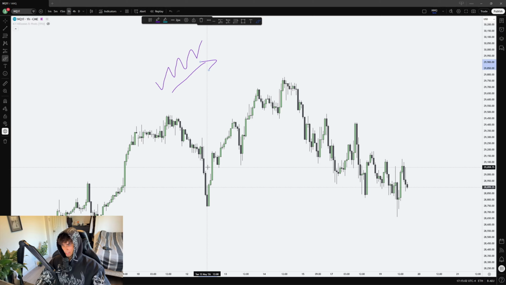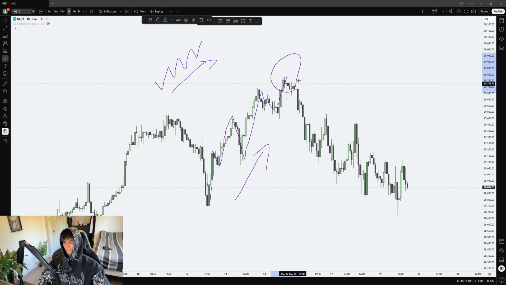So as you can see here, we come up, we put in a new high, then a low, and then a higher high, and then a higher low, and then a higher high, and then we continue higher. So as you can see, we're headed in the upward direction all the way up until this high here.